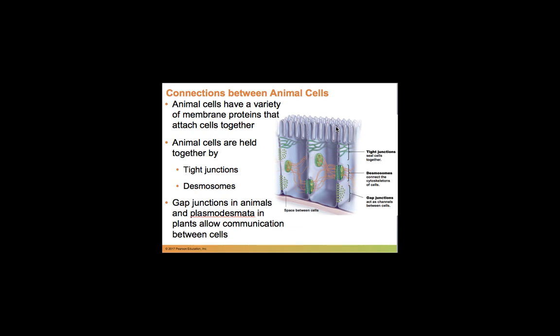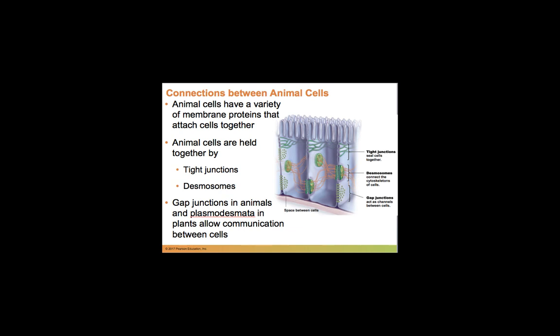In animal cells, it's a little different. In animal cells, we're going to discuss tight junctions and desmosomes. We're also going to talk a little bit about our gap junctions. So gap junctions are a little different because it's going to involve a direct connection between the cytoplasm of two adjacent cells. Gap junctions are very important when we have to talk about coordinating activity.